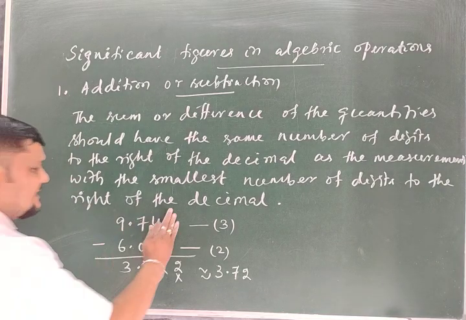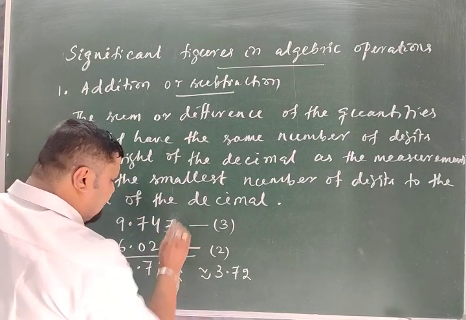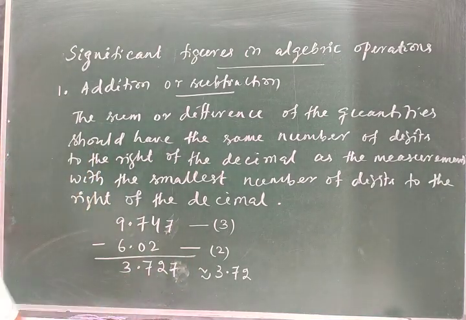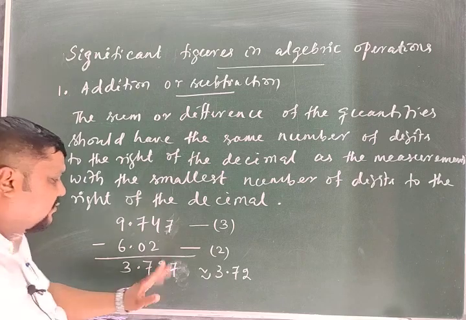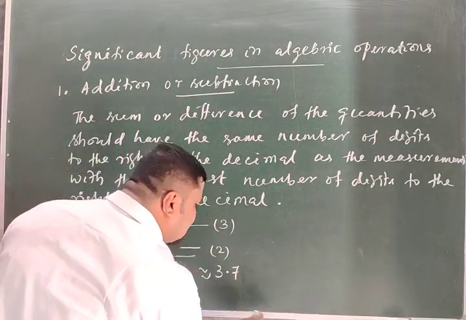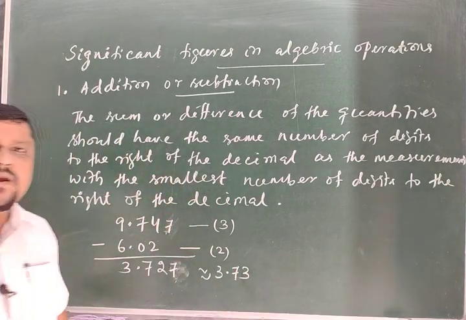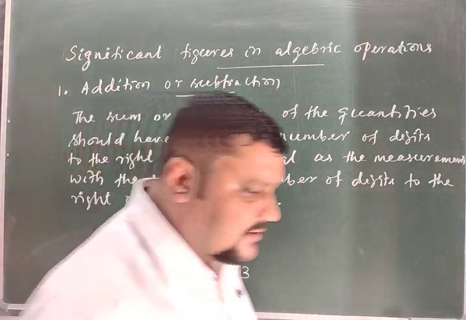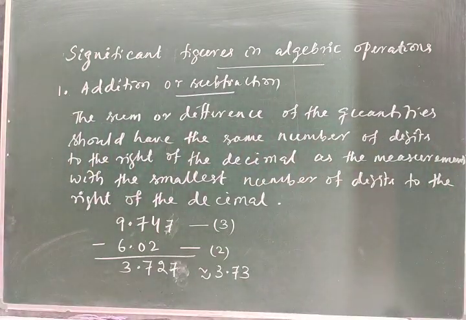3.72. Suppose you got this as 7, so the result will be 3.72 with this last digit to be dropped up to 2. So this is greater than 5. So I will write this as 7.3 by rounding up. This is the addition or subtraction. Clear? Then we will go for the multiplication and division.